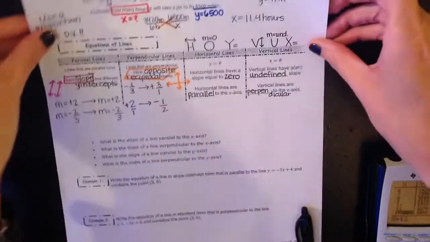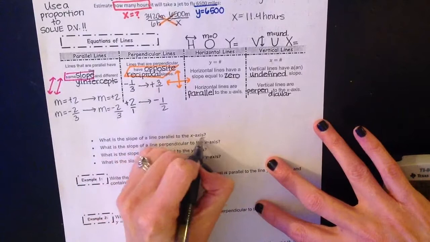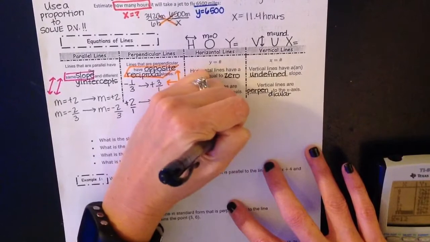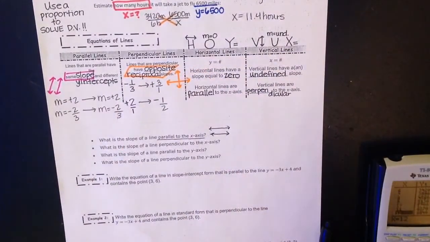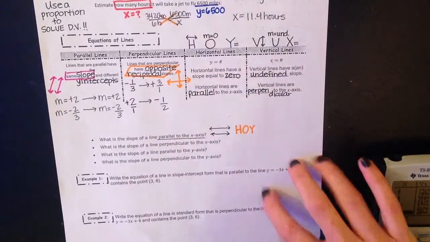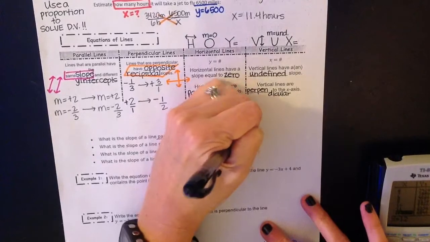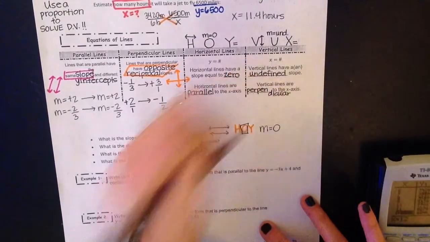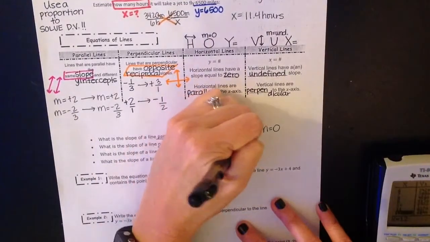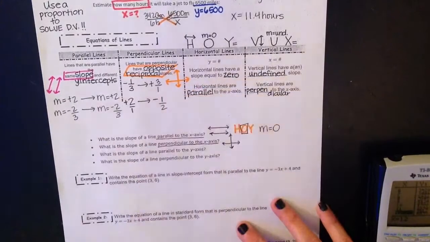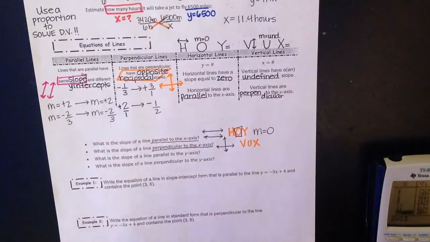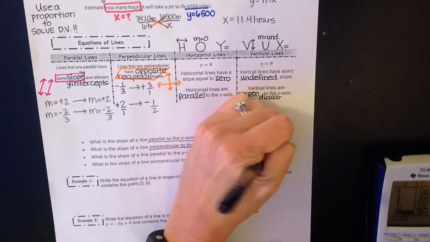All right, so let's look at these couple of questions. So I have a line parallel to the x-axis. Well, if my x-axis is like this and it has to lean the same way, that is telling me it is a hoy. So my slope is going to be 0, m equals 0. Okay, if the line is perpendicular to the x-axis, so my x-axis runs like this, perpendicular would be up and down, so that would be a Vux line. And my slope is the u, m equals undefined.